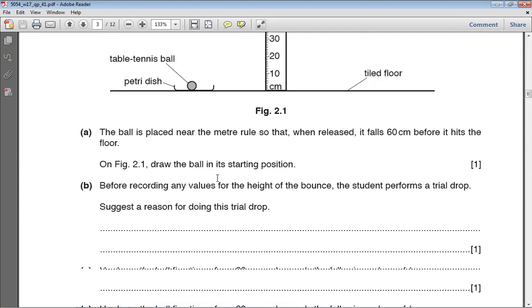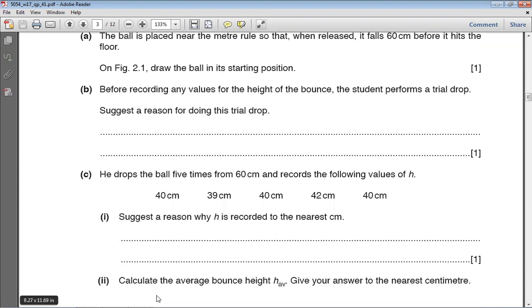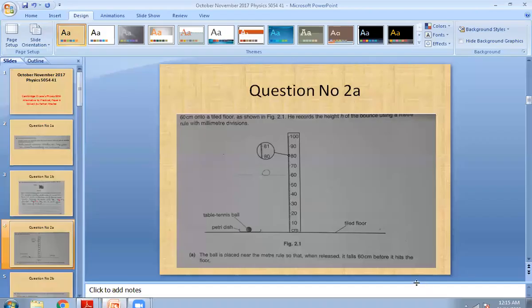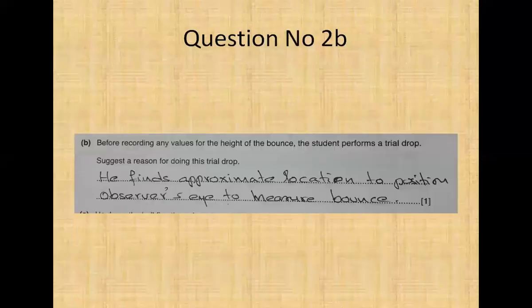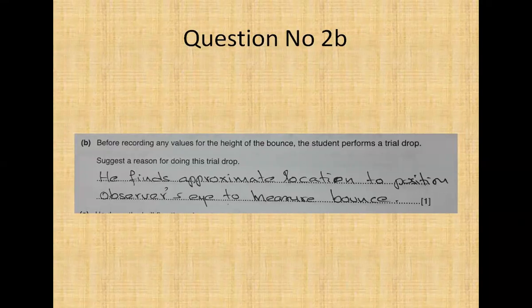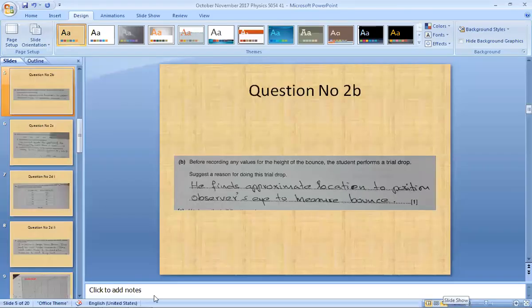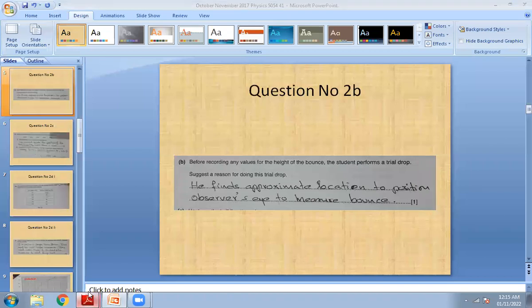So let me show you. It's a 1 mark question, and let me show you my written answer. Here we go. He finds the approximate location to position the observer's eye to measure the height of the bounce, small h. Hopefully you understand.